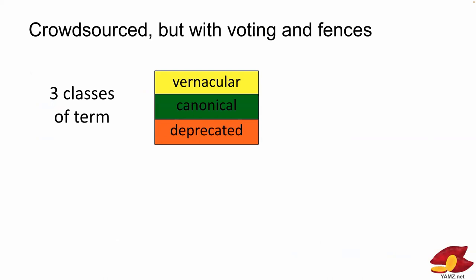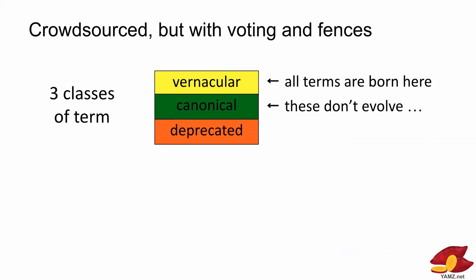So while YAMZ is crowdsourced, there are strong fences. Anyone can add a term, but then they own it completely. No one else can change it. All terms are born in the vernacular. After enough consensus and stability, vernacular terms may become canonical. That means they are much more stable.